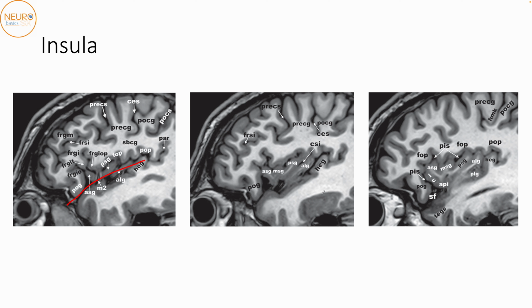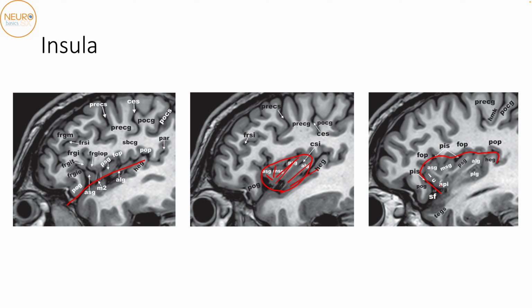So once you go a little bit more medially, you start seeing the different insular structures within the sylvian fissure. So you have the short gyri, the anterior, the middle, and the posterior short gyri, and then you have the long gyri. As you go more medially, you can make out the clear structure of the insula. This is the circular sulcus wrapping all around the insula.